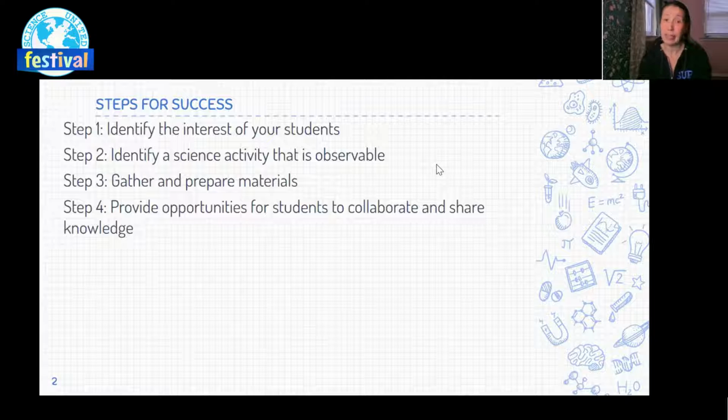So there are 4 steps that I would like to follow when planning and teaching a science activity to students who may be displaced. We will dive deeper into each step as we go through this webinar. The first step is to identify the interest of your students. Step 2 is to identify a science activity that is observable. Step 3 is to gather and prepare the materials that you need for your activity. And the last step, step 4, is to provide opportunities for students to collaborate and share knowledge.